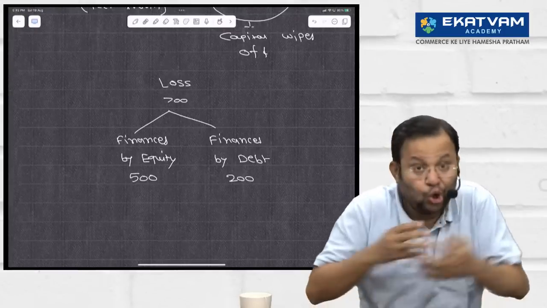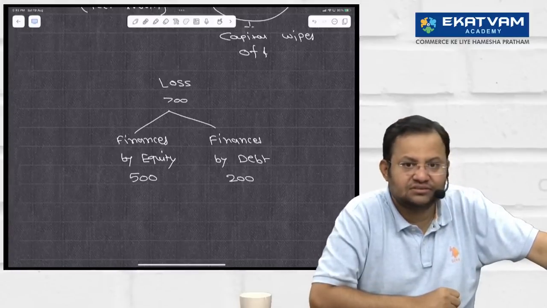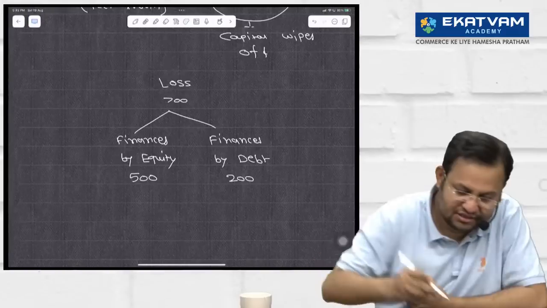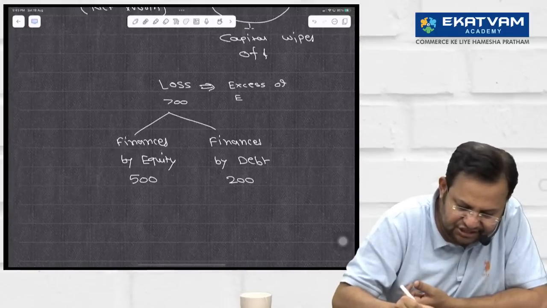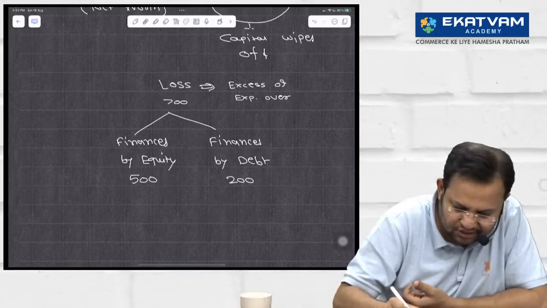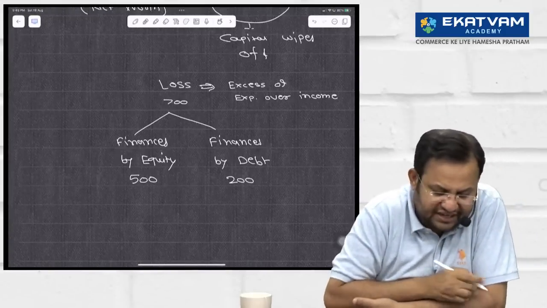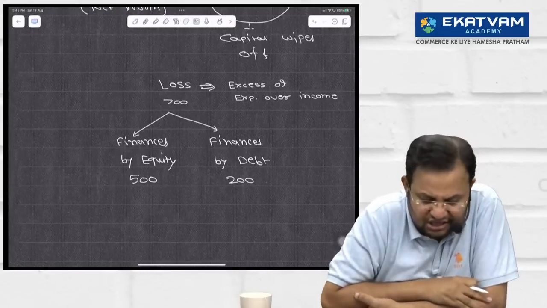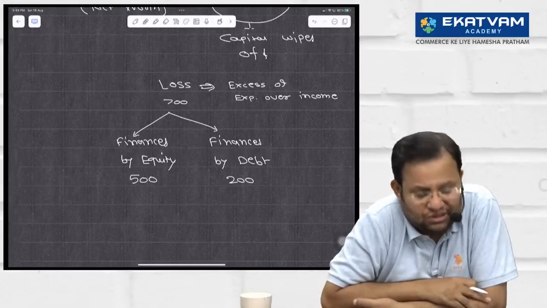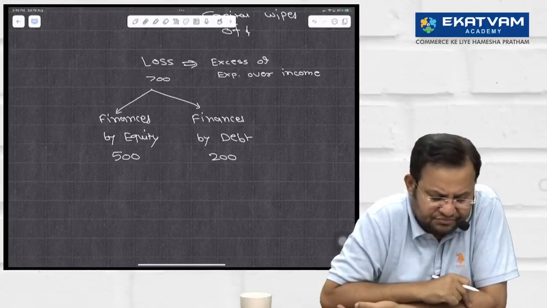How? Loss should be financed somehow. How would you finance a loss? Loss means what? Expenditure, excess of expenditure over what? Income. That is what a loss is. You are financing a loss out of equity and you are financing a loss partially out of debt. Do you understand?